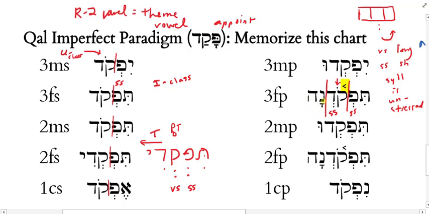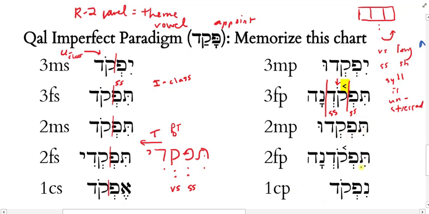Now, that's, again, they will appoint, and the they is female. Second masculine plural is tifkedu. It looks just like yifkedu, except I've switched the yod for tav, okay? And this is you masculine plural. Y'all male will appoint.